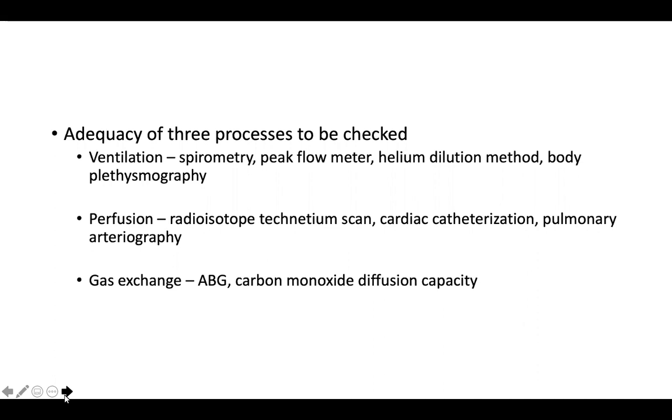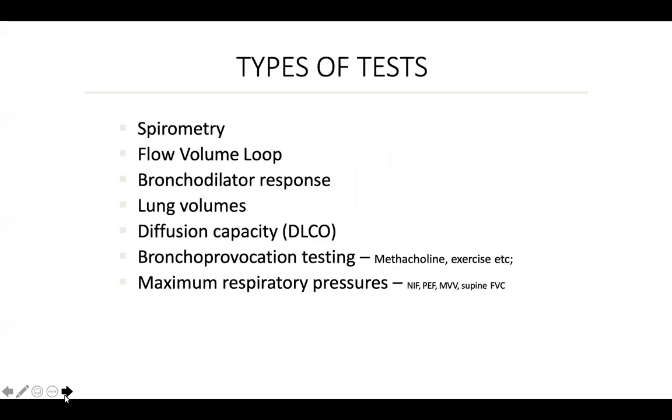The adequacy of ventilation can be assessed by methods like spirometry, peak flow meter, helium dilution method, body plethysmography. Perfusion can be assessed by radioisotope technetium scan, cardiac catheterization, and pulmonary arteriography. Gas exchange can be assessed using ABG, carbon monoxide diffusion capacity. We will discuss each one of them now.